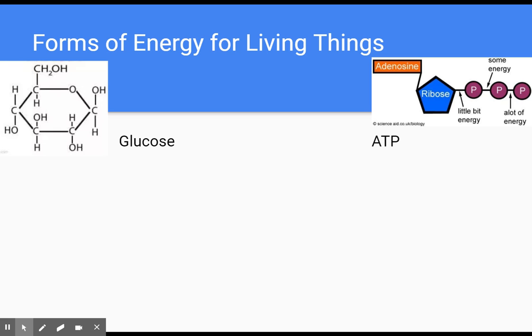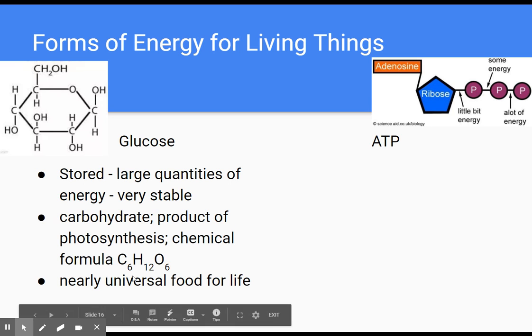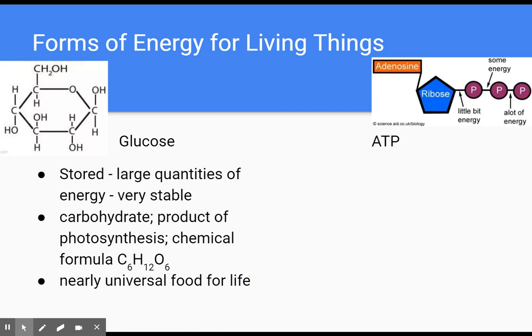All right, so let's talk about the two. For glucose, what we need to understand is this is the food that everything uses. Glucose is a carbohydrate, and it's really good at storing a large amount of energy in a very stable way. Its formula is C6H12O6. We're going to be talking a lot about glucose during this chapter.